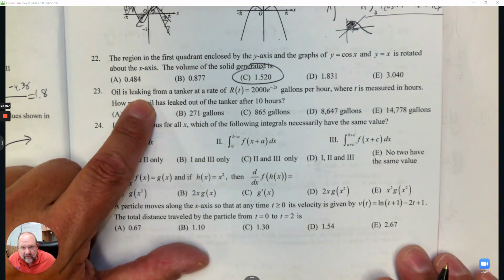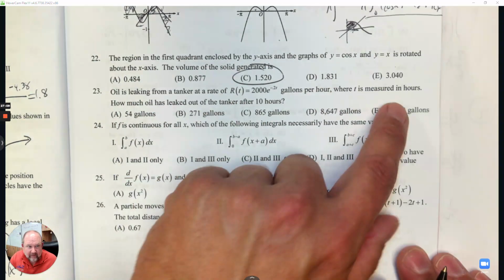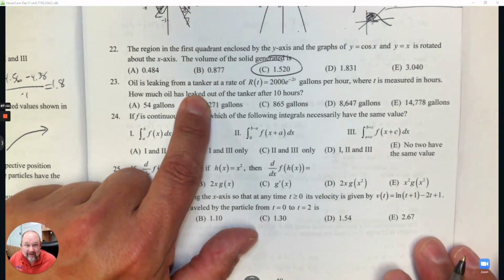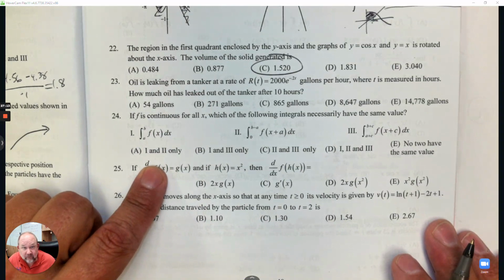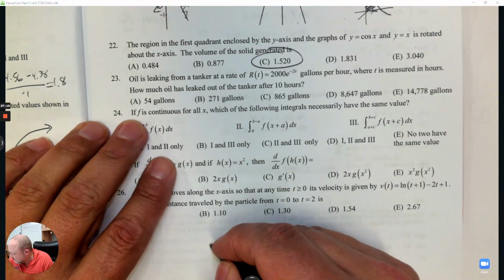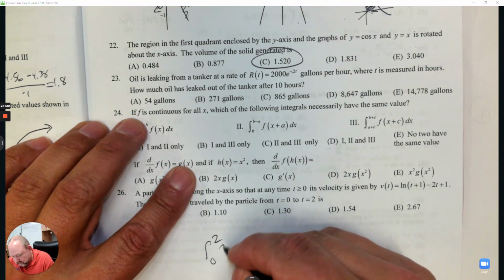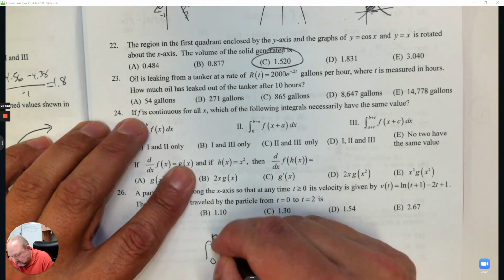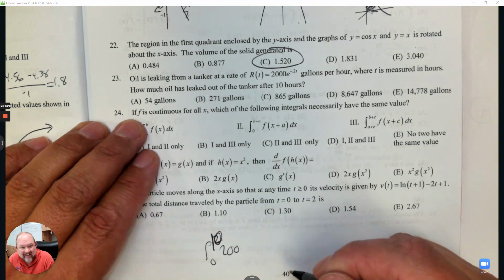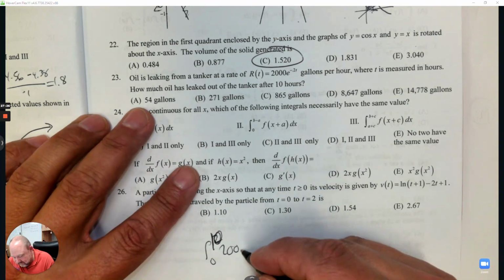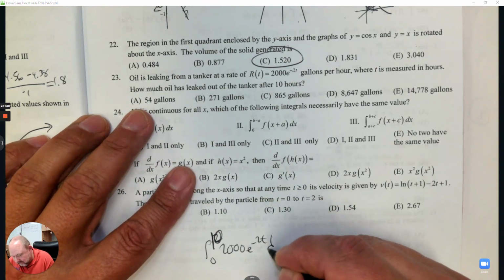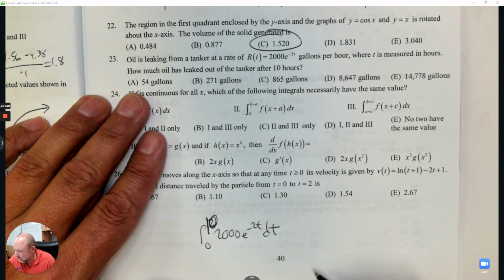All right, oil is leaking from a tanker at this rate. T is measured. How much oil has leaked out? Super easy question after 10 hours. So you just integrate from 0 to 10. That equation. 2,000 times e to the negative 2t dt. That's it. Just type that in the calculator. That simple.